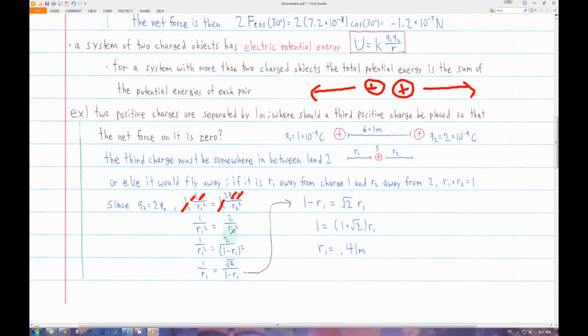So then we can replace r2 with 1 minus r1 squared. And then if we take the square root of both sides, we get 1 over r1 equals the square root of 2 divided by 1 minus r1. And then with a little rearranging, we can solve for r1 as 0.41. So the third charge, we need to place it 0.41 meters away from Q1.